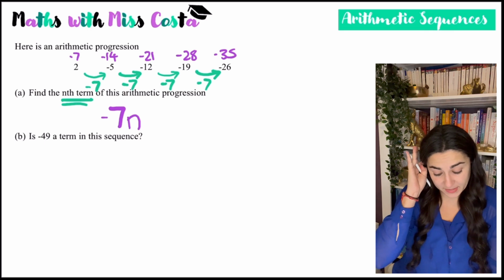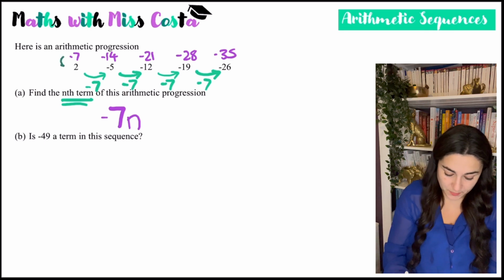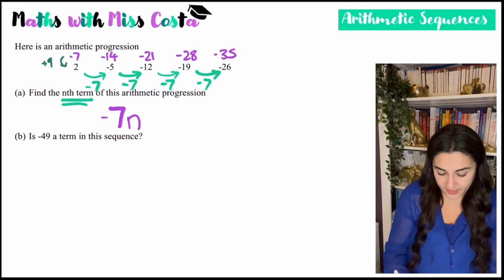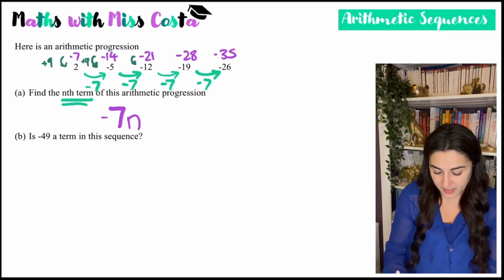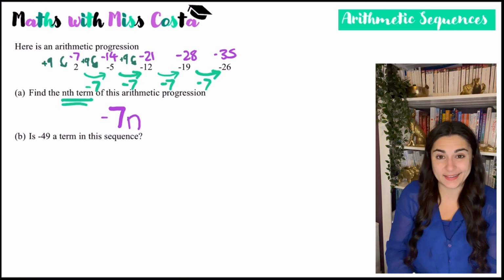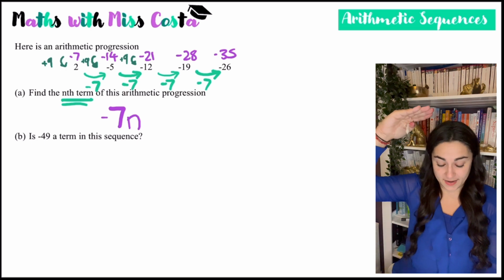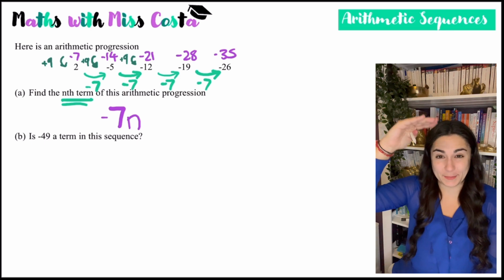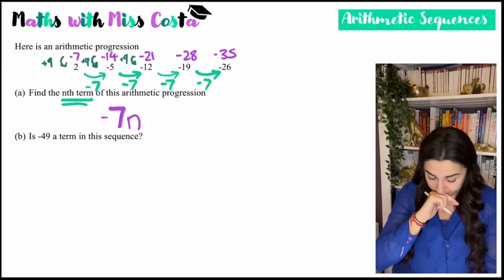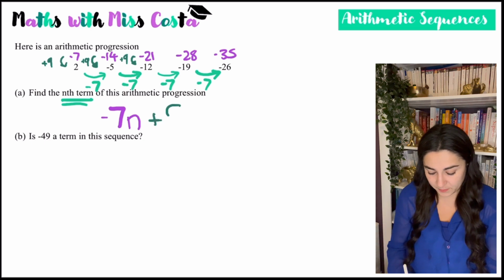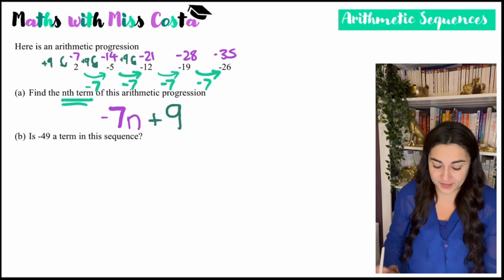So how do you get from -7 to 2? You add 9. How do you get from -14 to -5? You add 9. From -21 to -12, you add 9. So you can see that this is the -7 times tables, but it's 9 units higher. So it's basically been shifted by 9. So the nth term would be -7n plus 9.